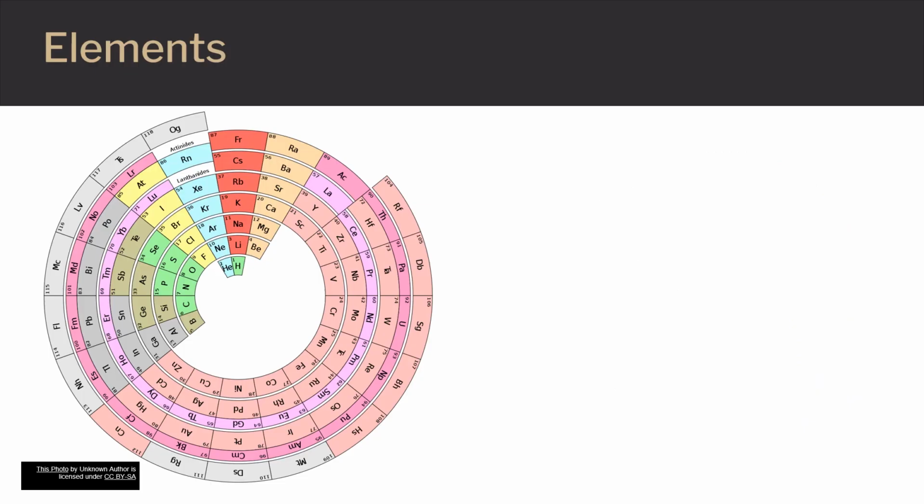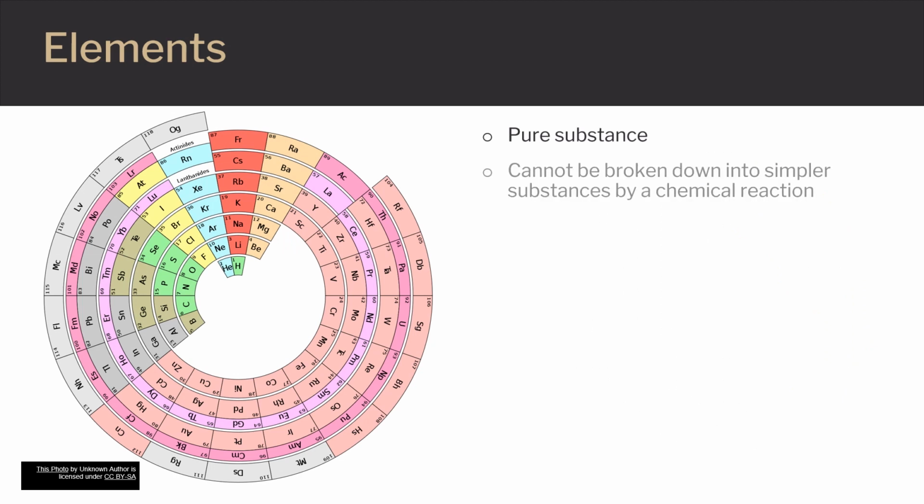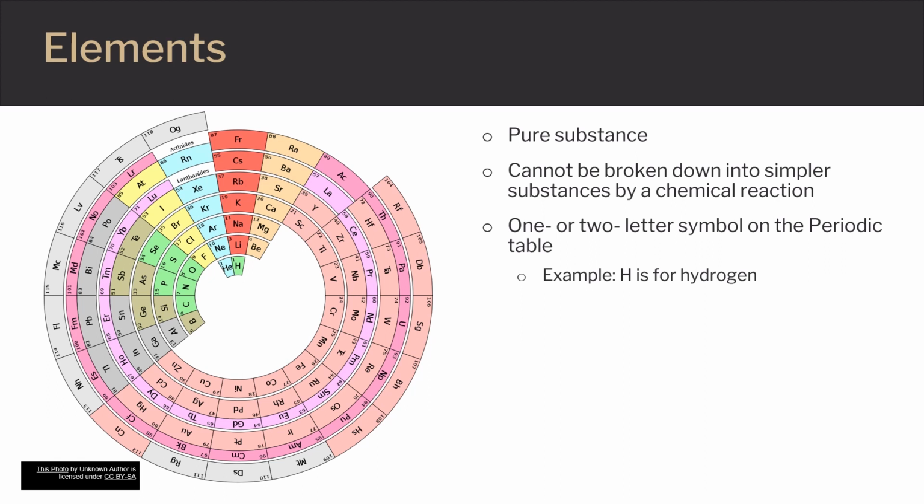What is an element? An element is a pure substance that cannot be broken down into simpler substances by a chemical reaction. Every element is identified by a symbol that is 1 to 2 letters. For example, hydrogen has the 1-letter symbol of H, whereas gold has the 2-letter symbol Au. Where the element is found on the table tells us about its properties.